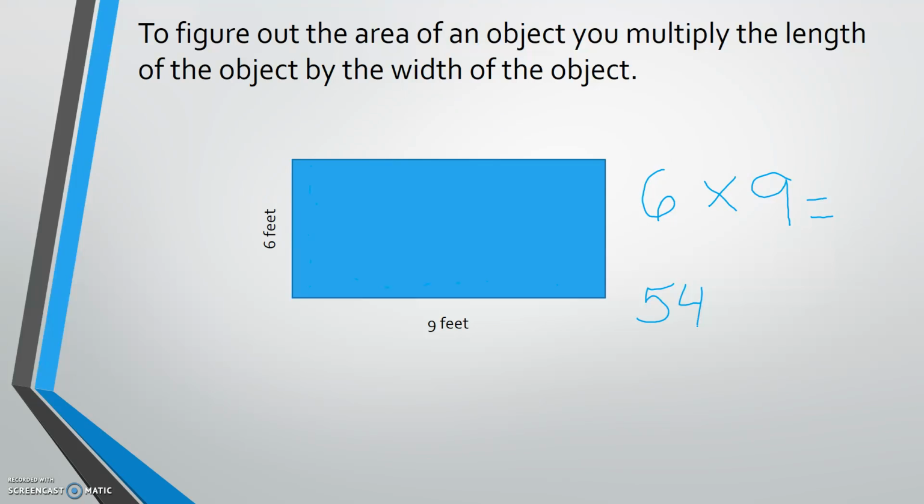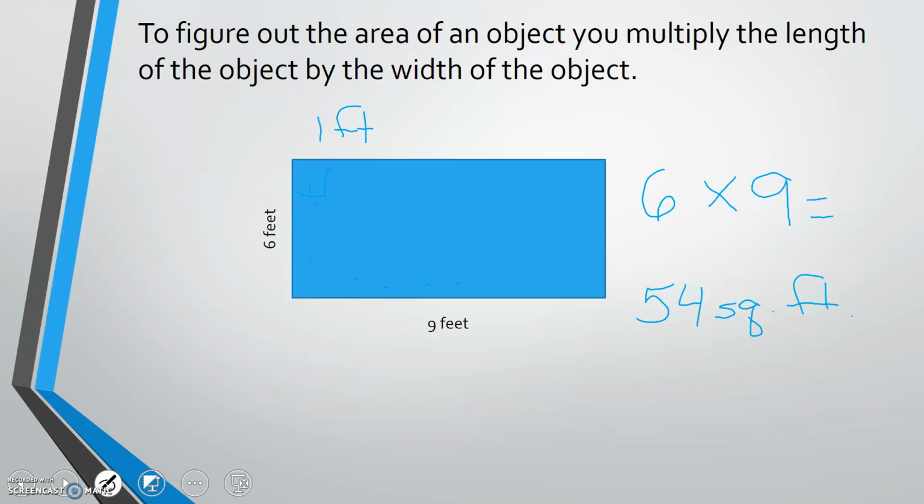Now before, we talked about how it was 20 square units, because I would put 20 squares inside of my rectangle. Well, the squares inside of my rectangle would be 1-foot squares. So if I have 54 1-foot squares in there, my answer would be 54 square feet.